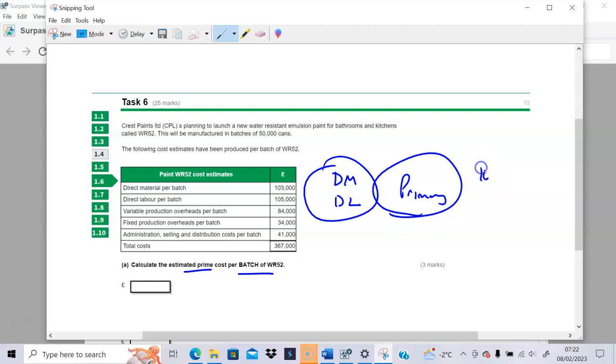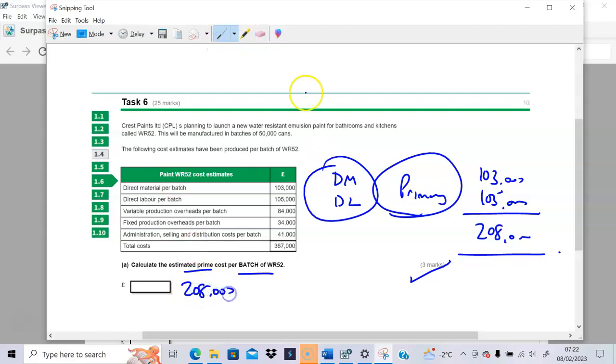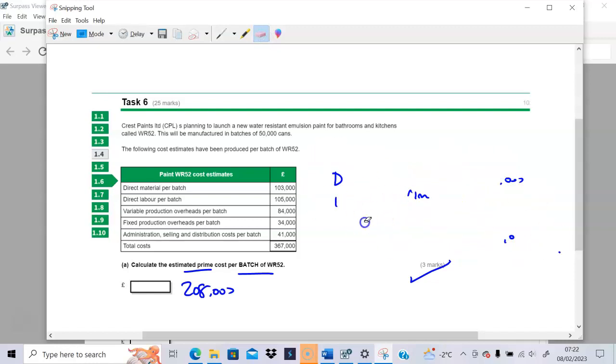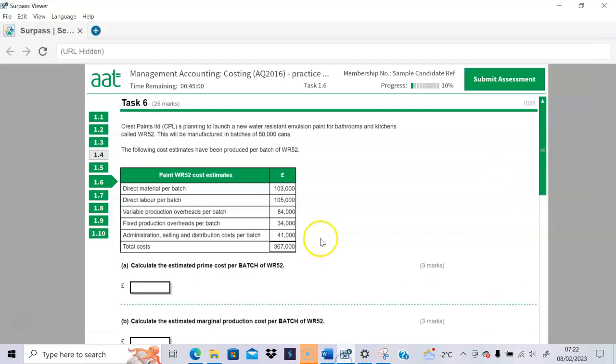And so therefore, you have 103 and 105 as your prime costs, and therefore you have 208,000 as your prime costs, right? In fact, I think I'll just stick to this page while I do these. So that's 208 as your first answer, 208,000. Okay, great stuff. Now, the next question then says, and I'll just flick into the text, then says that tell us what the marginal production costs are.